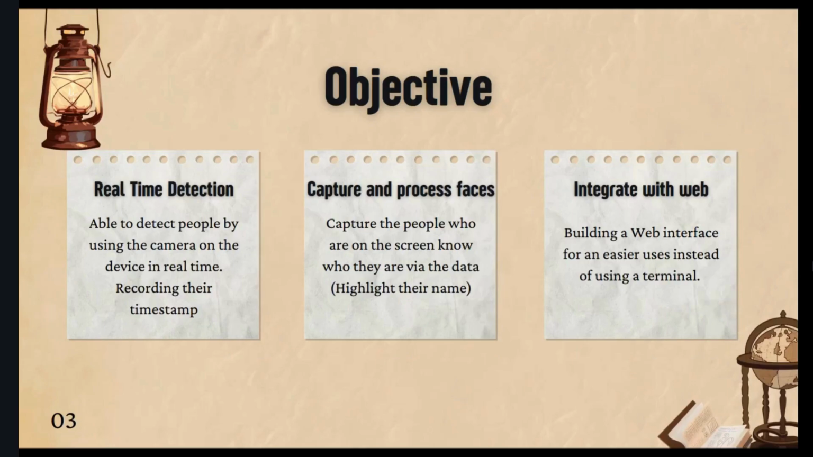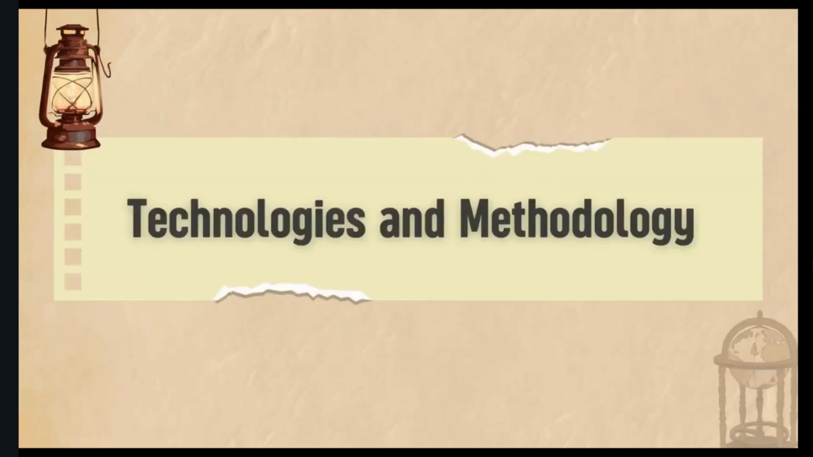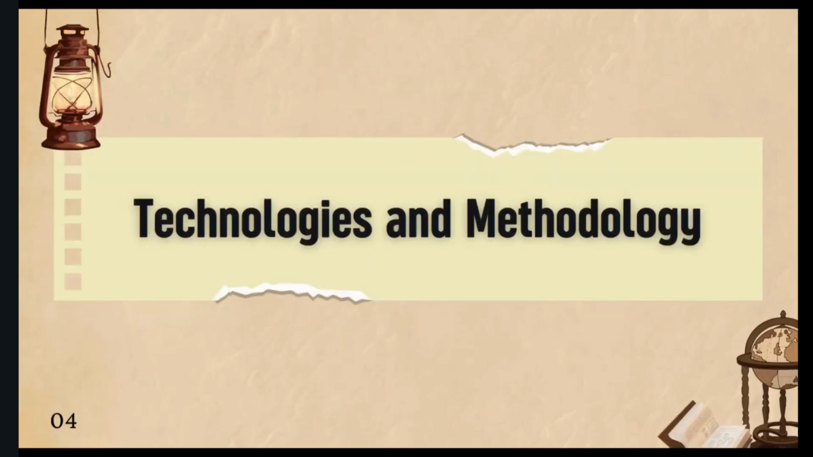After the problem, we can define our objectives. We also have 3 main ones. The first is real-time detection. Here we want to detect people by using the camera on a device in real time, and then we can record the time span. The next is fast capture processing, so we can identify who the people are from the database. And the last objective is integration with the web. Here we will provide a web interface that is friendly and easier than using the terminal. For the next part, my friend will present about the technology and methodology.